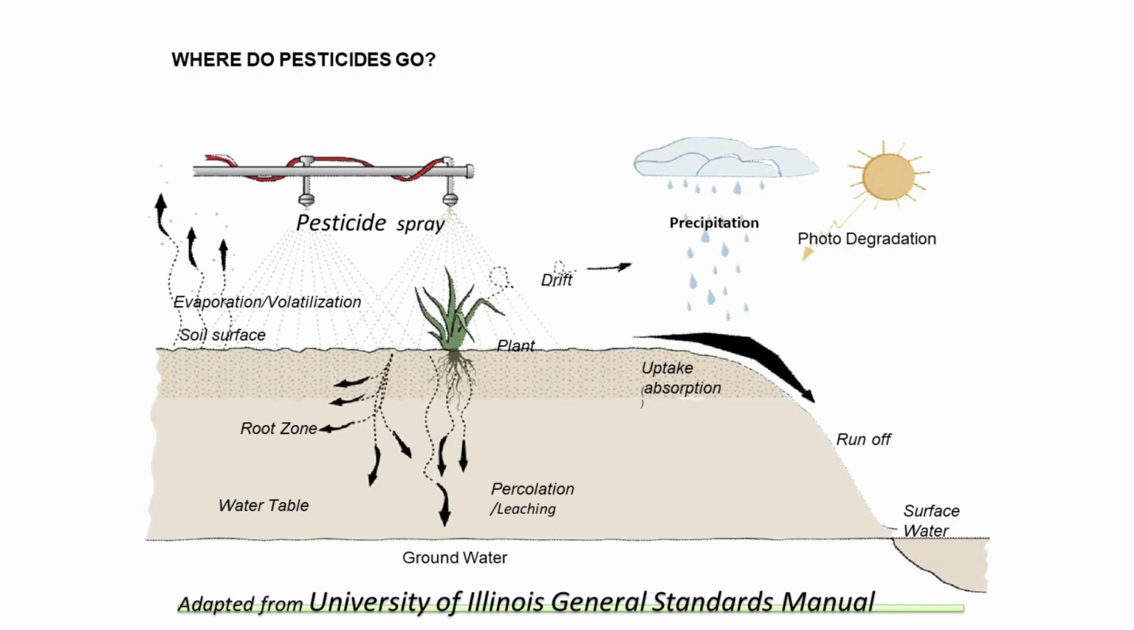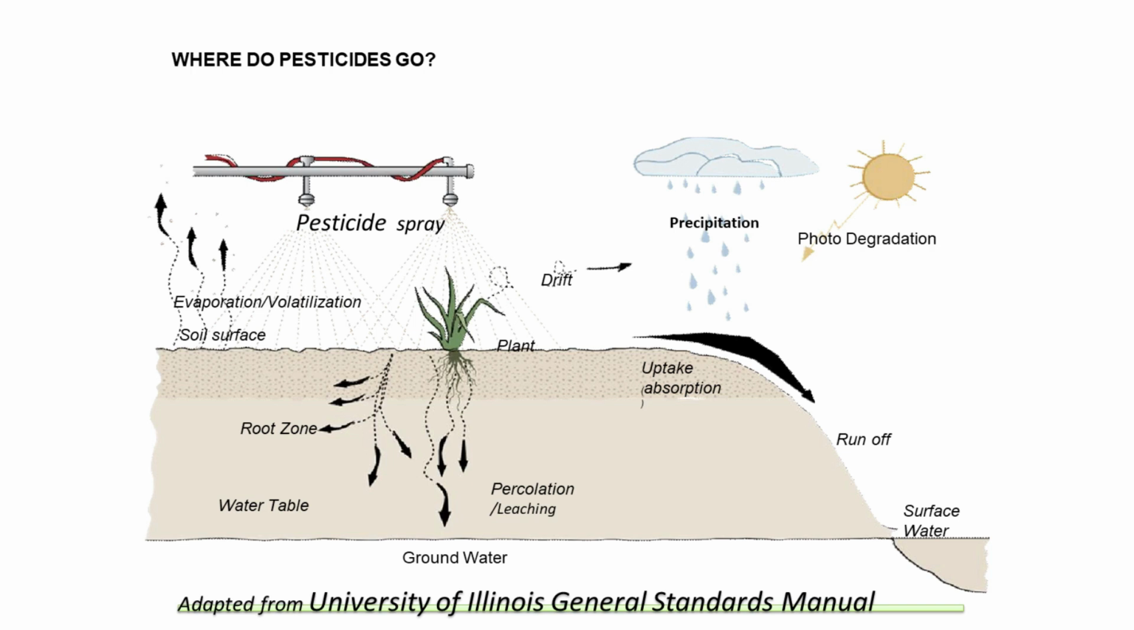In the current photo, you're seeing where do pesticides go. The reality is you have a pesticide spray up above the soil. Now these pesticides can evaporate or volatilize as you see here and go upward. Also, they're going to be going down into the soil surface, into the root zone. They're going to get down to the water table eventually, so you can see the percolation, the leaching, all the way down to the groundwater.